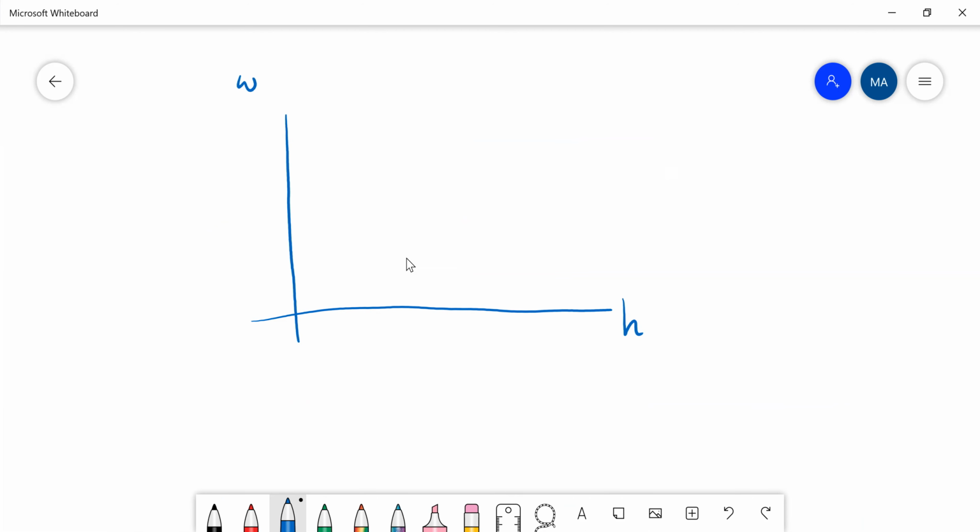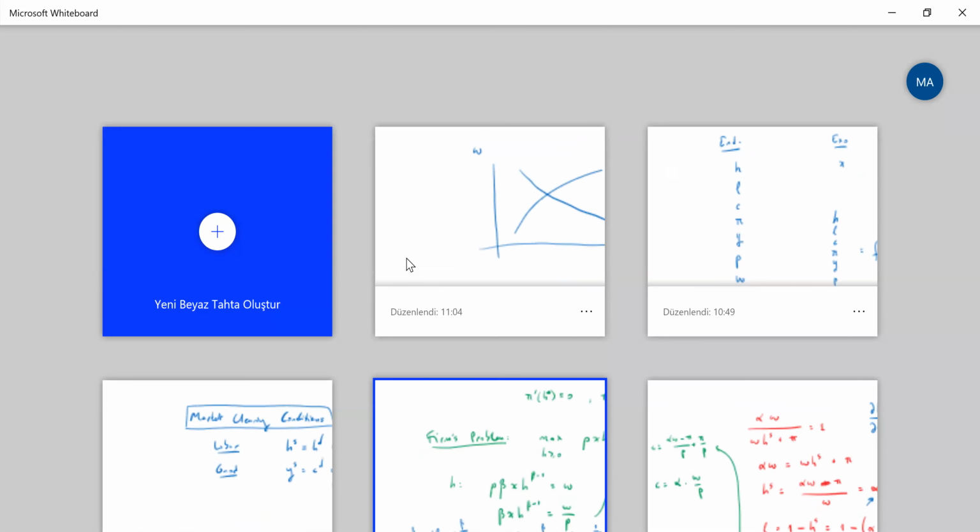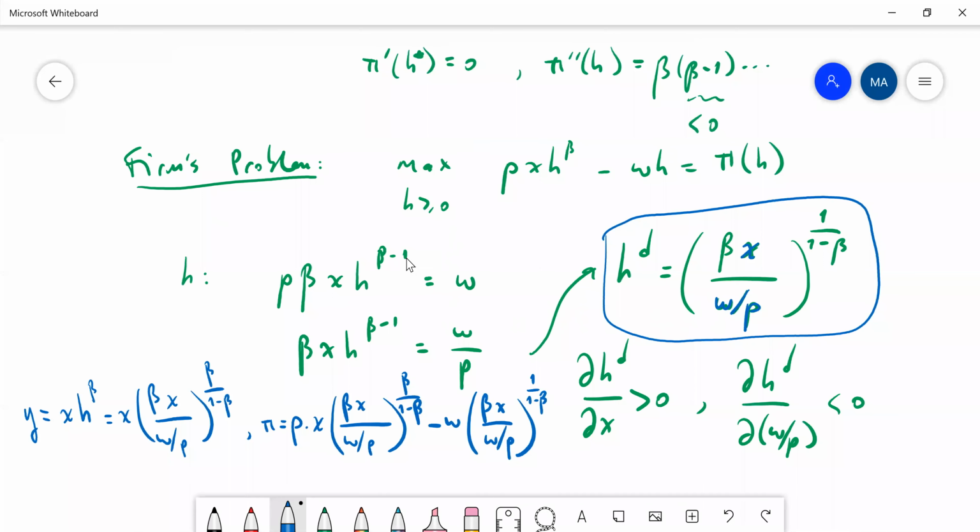Okay. So you have something like that for the supply. And you have something like that for the demand. Now if you recall, demand is here. Now P is equal to 1, right? So if X is larger, demand will shift right, okay?